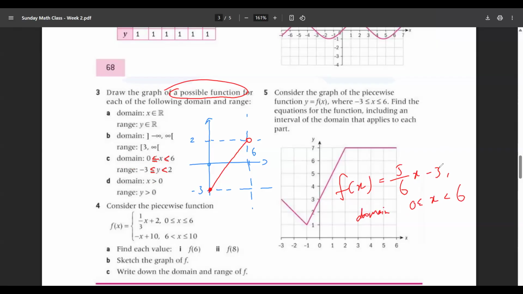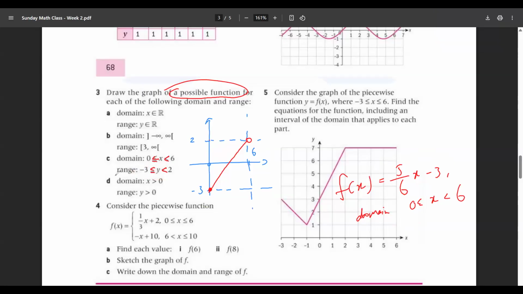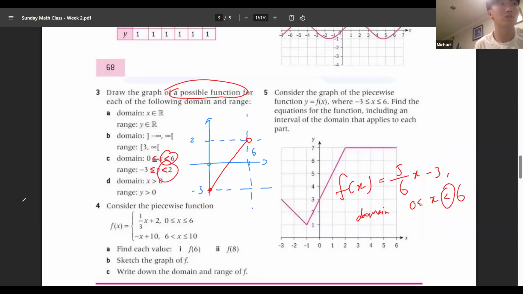Because when you substitute 0 in, you're going to get -3. And when you substitute 6 in, here you're going to get 2, right? So you don't even have to write the range out. It's all because you have plotted this line correctly according to this equation. The range is automatically this if you work it out, right? Does that make sense to you? Yeah. Notice how I must have this thing on top because it says smaller than 6 and smaller than 2. Okay.